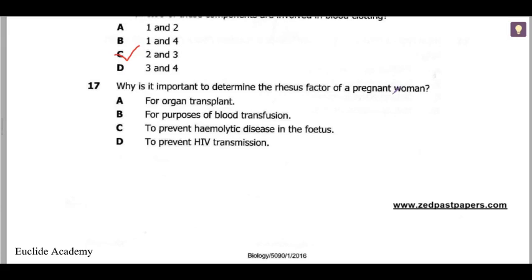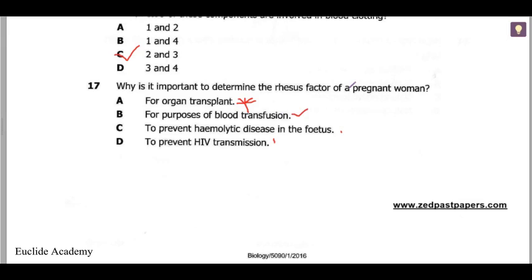Is by blood transfusion. So for organ transplant, this won't be the best solution. To prevent HIV transmission, I don't think that's the reason why. For Rhesus factor, to prevent hemolytic disease in the fetus, the best answer will be for purpose of blood transfusion.